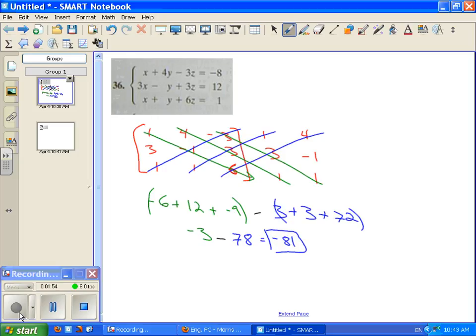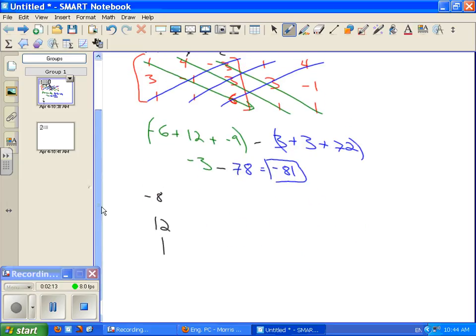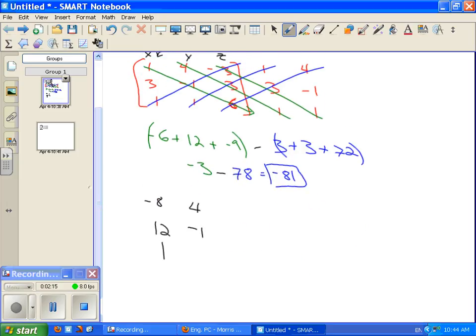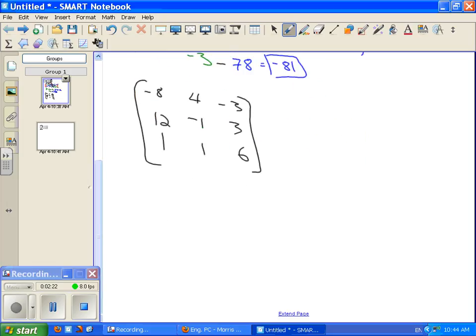Okay. Now we do our substitution thing. So what variable do you want to solve for? The x, the y's, or the z's? X's. All right, so we're going to take this column, and we're going to substitute it in for that column instead. So instead of a 1, 3, 1, I'm going to have a negative 8, 12, and 1. And then everything else will be the same as what it was before. All right, so now I find the determinant of this one. So negative 8, 12, 1, 4, negative 1, 1.